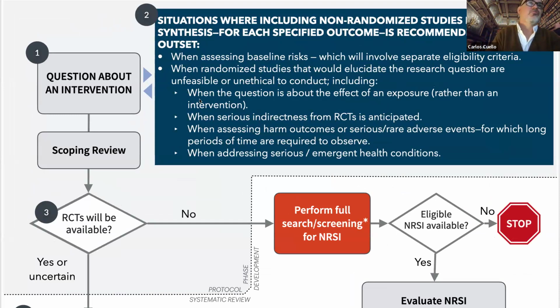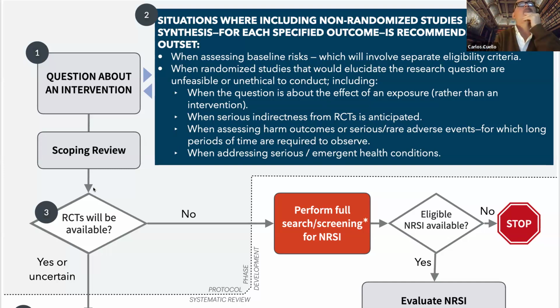Or when we know from our scoping review, or from information from clinical experts or other situations, that the indirectness will be very high in RCTs, so let's go with the observational. Or in serious emerging conditions like COVID, etc. All of these situations in the blue box tell us that we should go ahead and look for observational studies for this PICO question. And then you go ahead with the process.